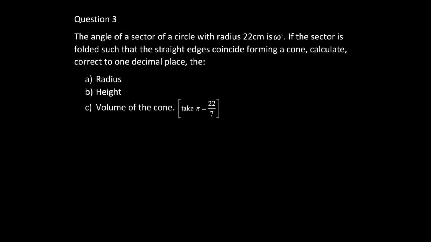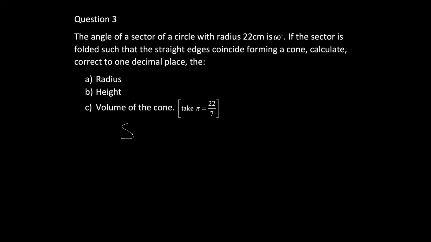Question 3. The angle of a sector of a circle with radius 22 centimeters is 60 degrees. If the sector is folded such that the straight edges coincide forming a cone, calculate correct to one decimal place the A. Radius, B. Height, and C. Volume of the cone. Take pi to be 22/7.